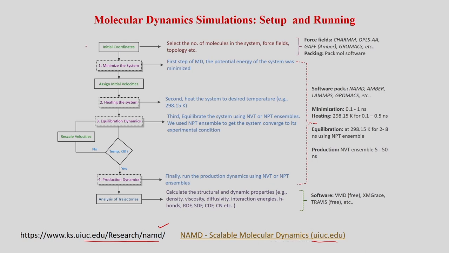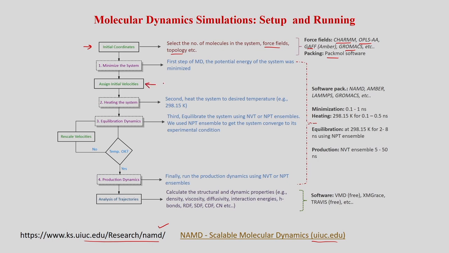First is the initial coordinates. Select the number of molecules and the force field. What force field you can choose, the type of expression: GROMOS, GAFF, Packmol, all those. Then minimize the system. You should see whether the molecules are overlapping each other, and you minimize that. This is a simple conjugate gradient method, no simulation technique is applied, just to see that there is no overlap between molecules, otherwise the energy will shoot.